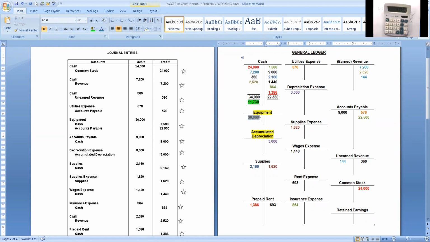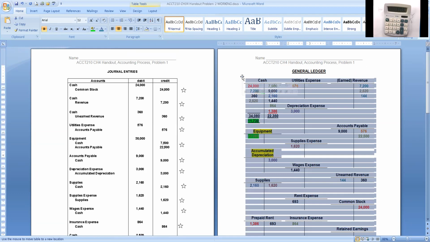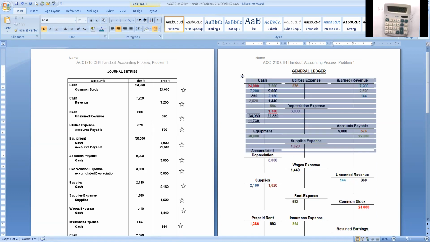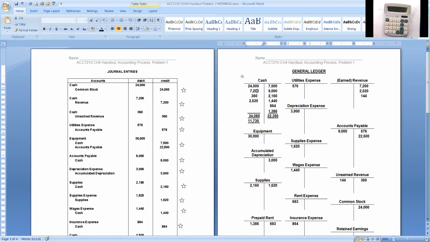As we go through here, I'm going to do something here. My color coding is getting out of control.